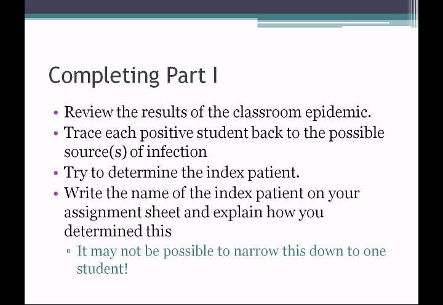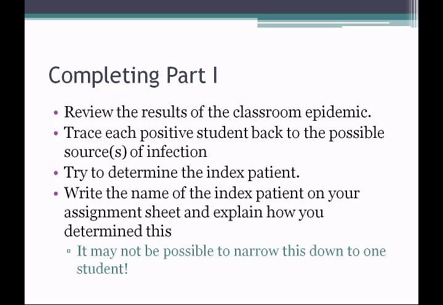The objective for this assignment is to understand and apply terminology used in epidemiology. In part 1, you'll be getting a handout, and in that handout you'll have all the class members' names and their results for the synthetic epidemic. You're going to review the results of this classroom epidemic and trace each positive student back to the possible source or sources of infection. So you'll have to do a little detective work here. From that, you should be able to narrow down to 1 or 2 people who may be the index patient.